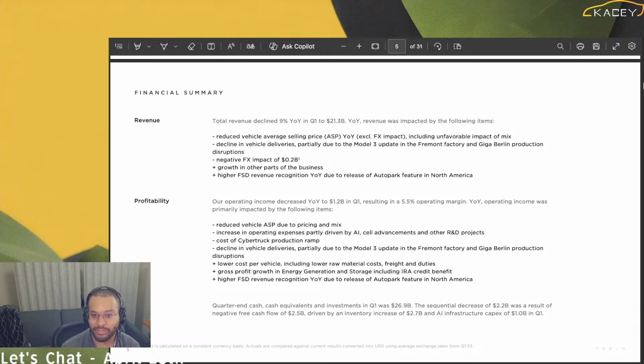Vehicle deliveries, partially due to the Model 3 update in the Fremont factory and the Giga Berlin production disruptions. But for positives, they had a lower cost per vehicle, including lower raw material costs and freight and duties, higher gross profit in the energy section, including the IRA credit benefit, and a higher FSD revenue recognition year over year due to the release of Autopark.